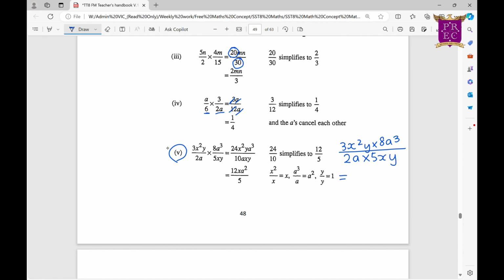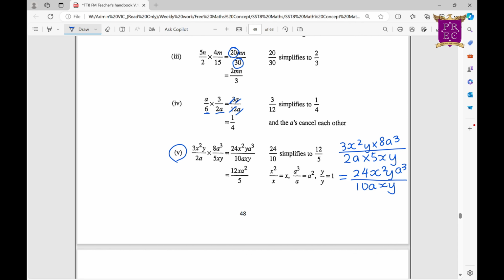And so 3 times 8 is 24. Then you have the x squared, and then the singular y, and then the a cubed, over 2 times 5 is 10, axy. And you can just order the pronumerals in the order in which they first appear.